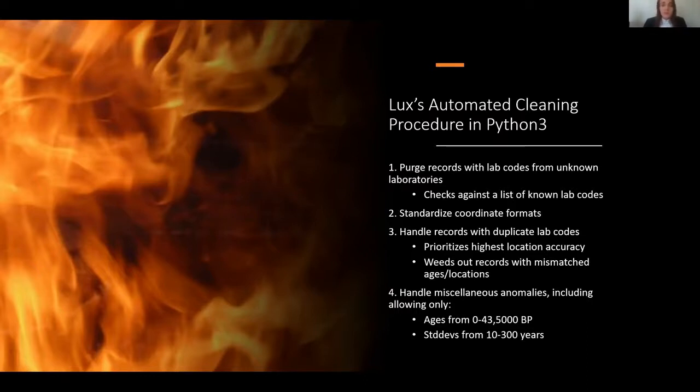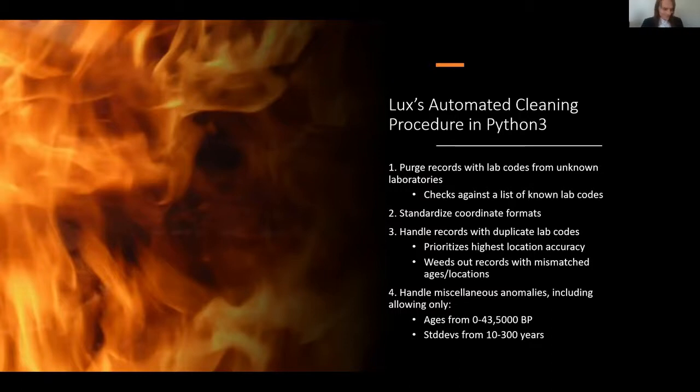The biggest things going on there are prioritizing the location accuracy and making sure that there's really no bad or anomalous data. And then lastly, there are a couple of miscellaneous things that the program has to handle, limiting dates so that we're not pulling dates from the future when they have negative BP dates for them. And I think we limit it to 43,500 BP, as that's the upper limit for Beta Analytic.